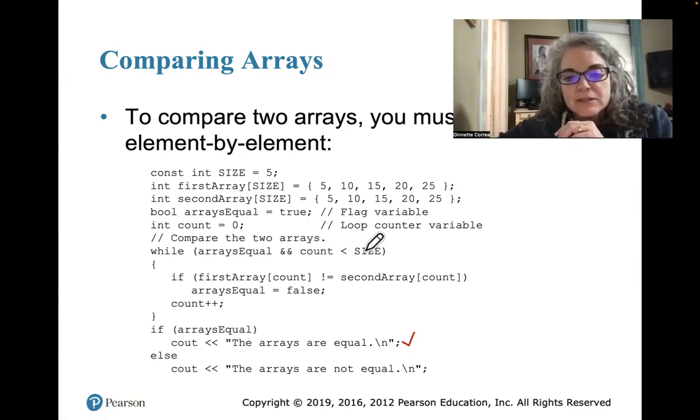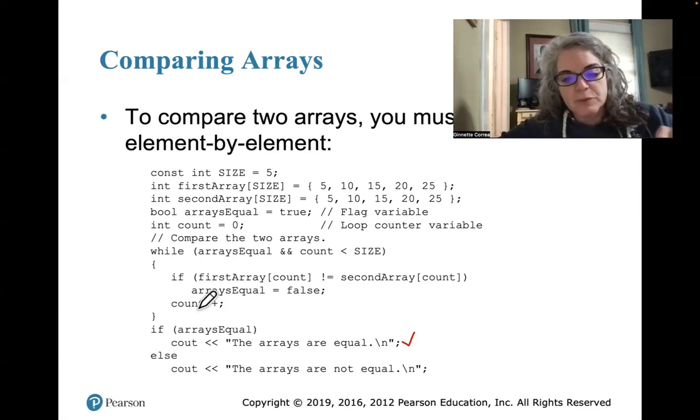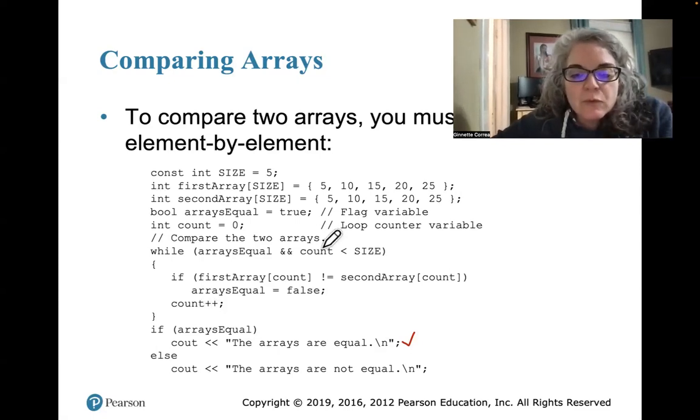And count is less than size. The size of the array is 5, so you have 1, 2, 3, 4, 5. Count counts how many times you've gone around the loop. So while count is less than 5, you're going to keep iterating and checking. Count's going to start at 0. Why does it start at 0? Because this is element 0. This is element 1. So first array sub 0 holds a 5. First array sub 1 holds a 10, etc.